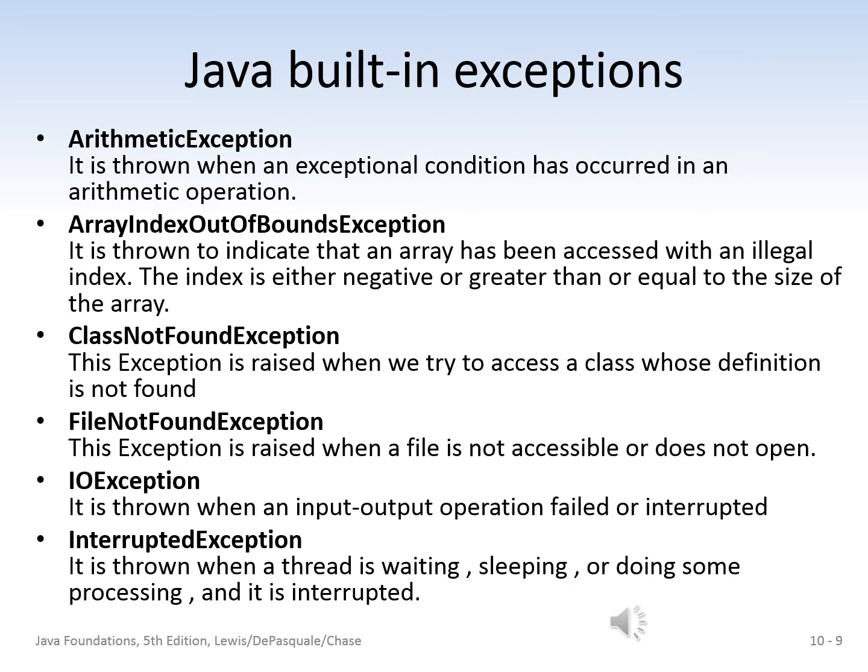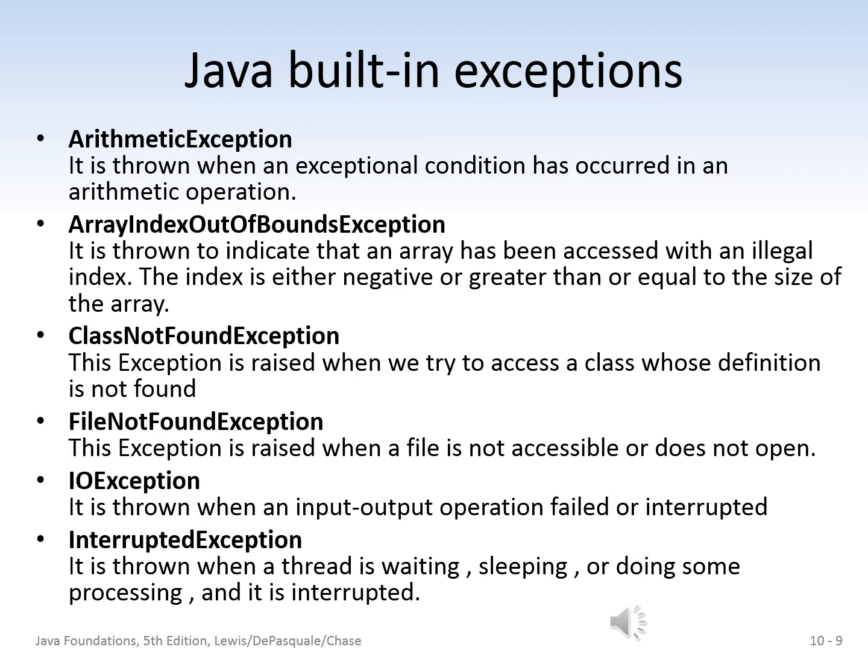The Java programming language has many built-in exceptions, and it's going to take 2 pages to list them. But here are the first 6 of, I believe, 12. Arithmetic exception is thrown when a condition occurs in an arithmetic operation, such as a divide by 0, which we just saw. Array index out of bounds exception is when you try to access an array index that is undefined, outside of the range. Class not found is when we try to access a class whose definition is not found.